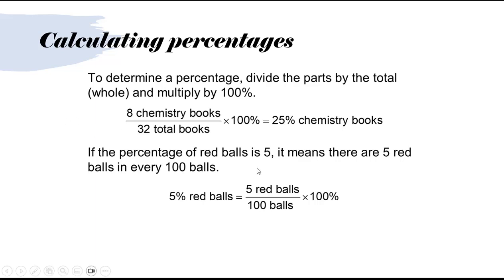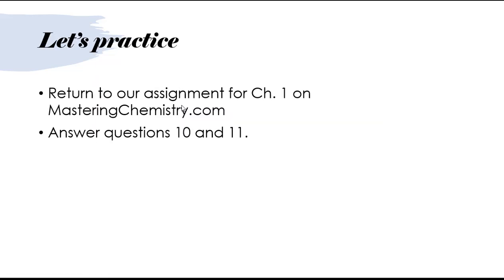If the percentage of red balls is 5, it means there are 5 red balls in every 100. So we can work forward and backward in thinking about these equations and calculating percentages. All right, now let's go back to our Mastering Chemistry assignment for Chapter 1, Part 1, and answer questions 10 and 11 for me. When you're ready, come back.